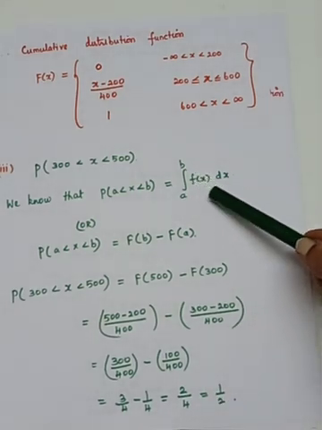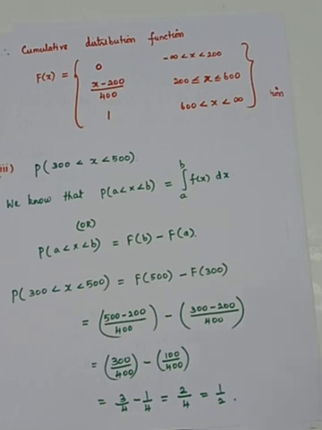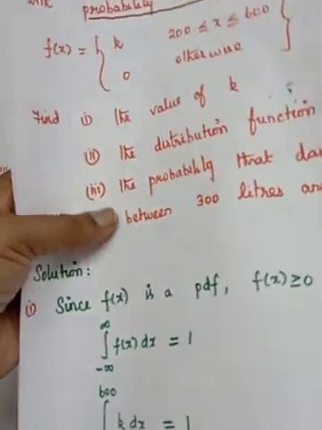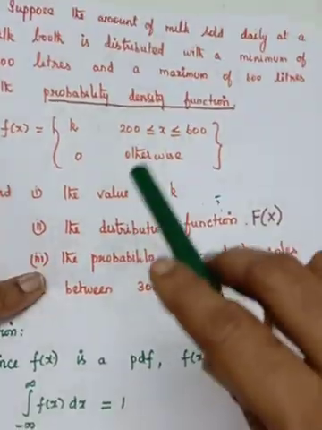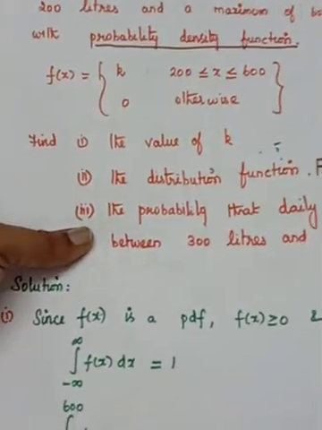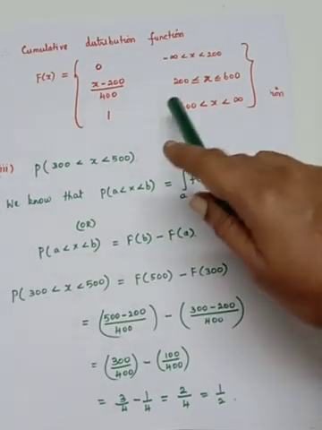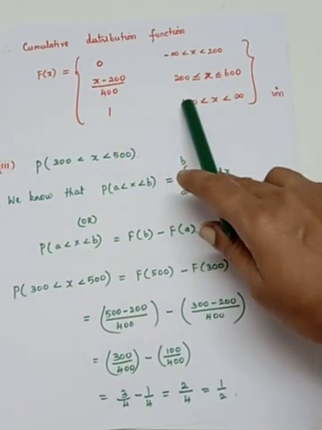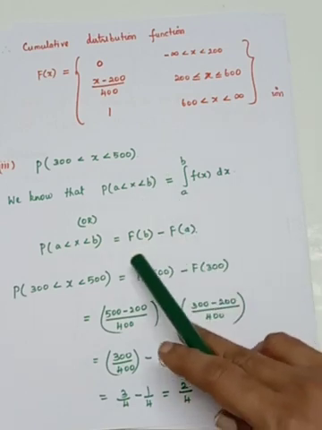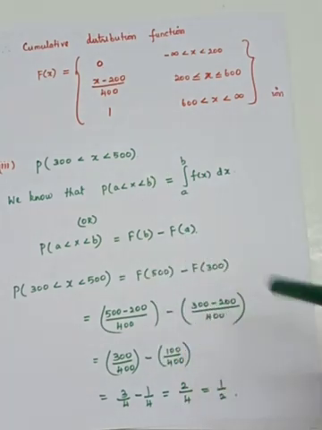If you want to use the probability density function, what is the probability density function? In the starting, the problem is given. So this is your probability density function. Okay, so we have found what function? The cumulative distribution function. So if you want to use that, the formula is F of b minus F of a.